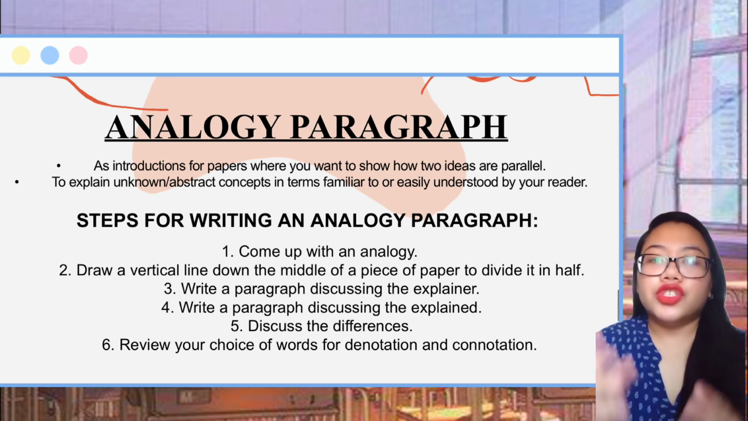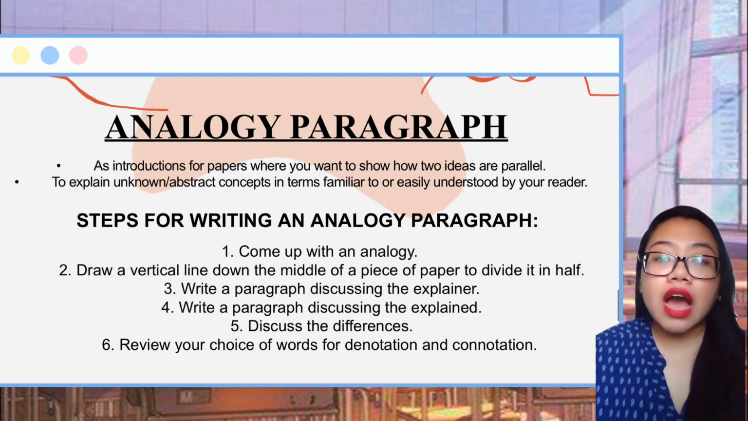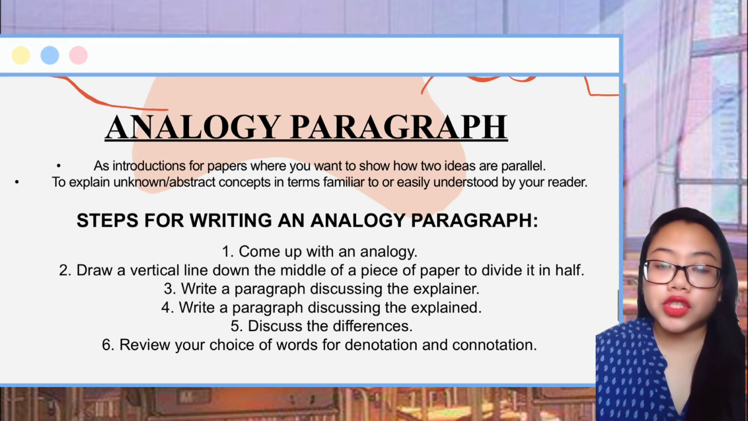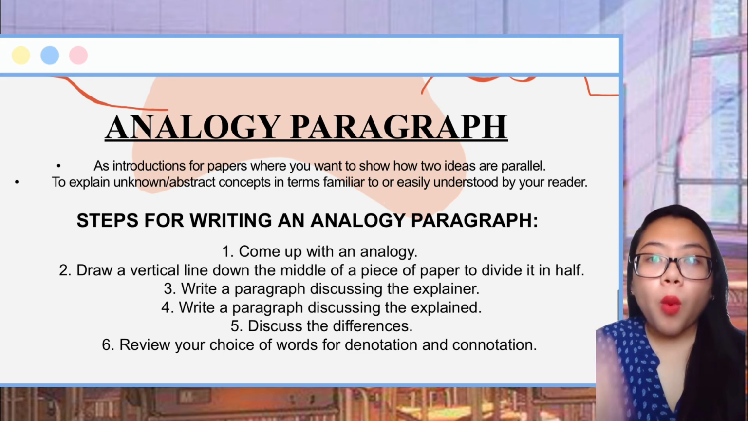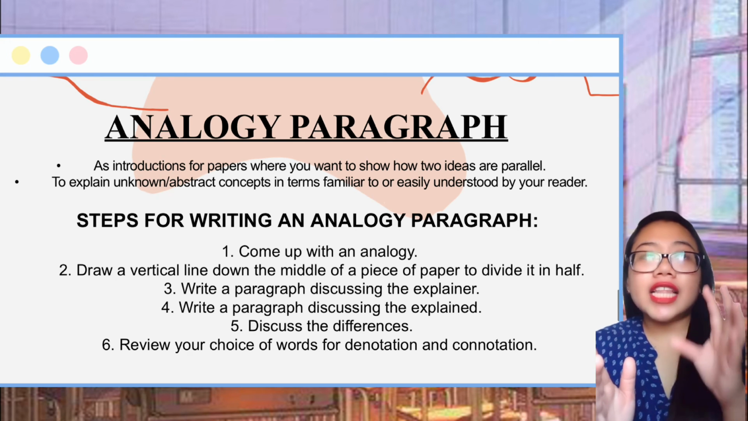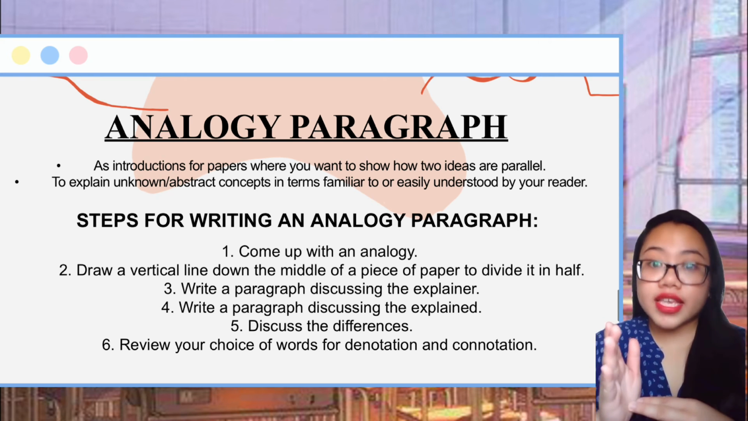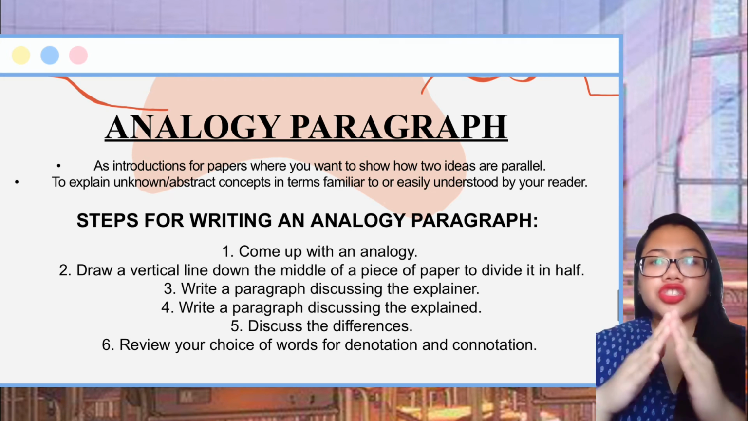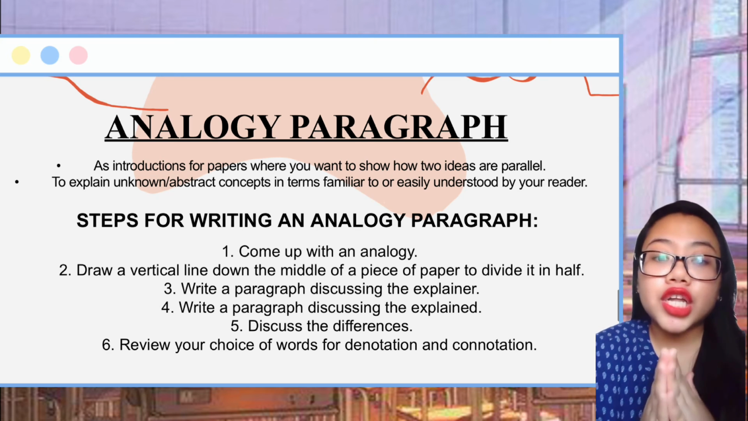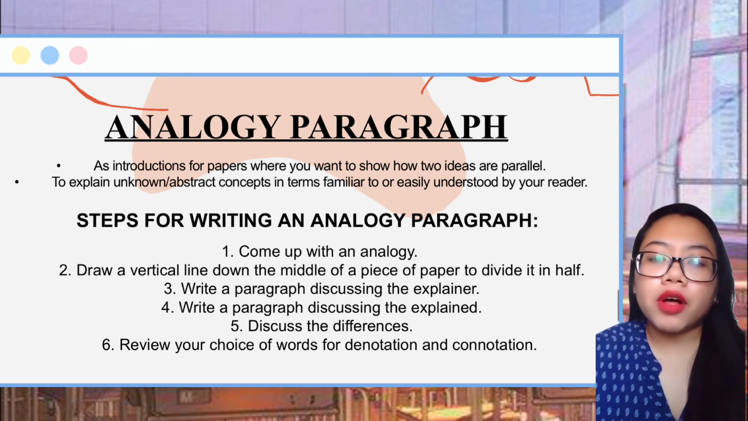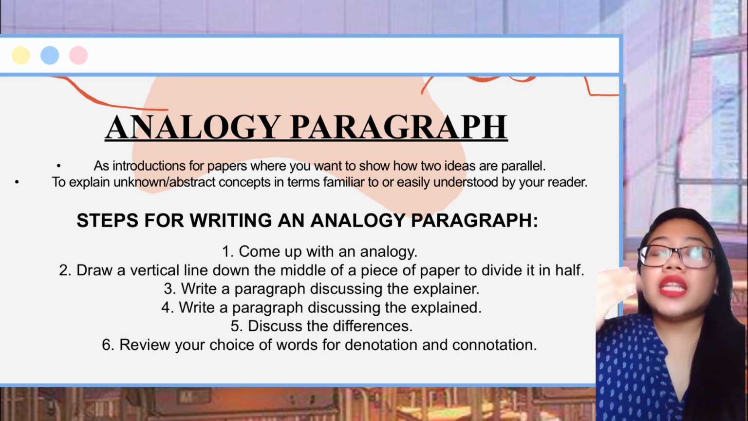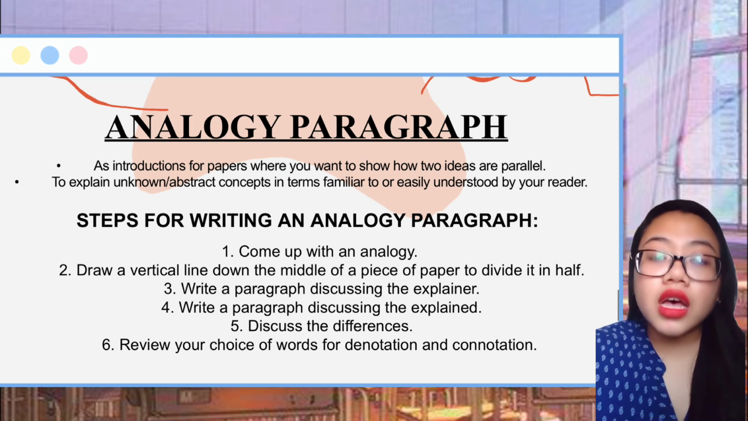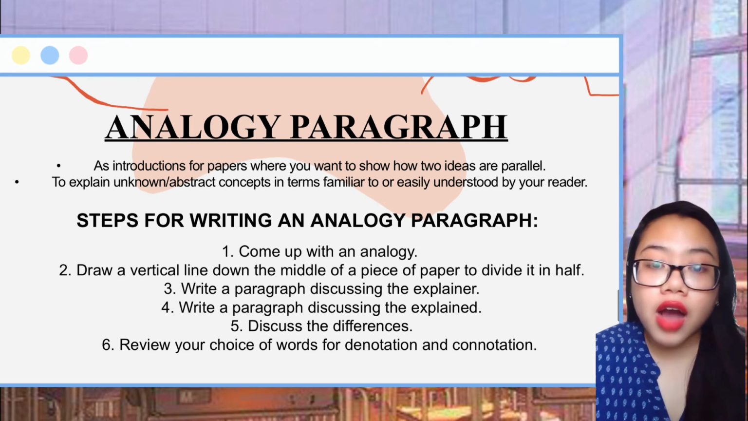Second step, draw a vertical line down the middle of a piece of paper to divide it in half. On one half, write the characteristics of the explainer, while the other half is for the explained. So try to match up the characteristics. For example, training wheels might be similar to having lots of supervision when you are young.